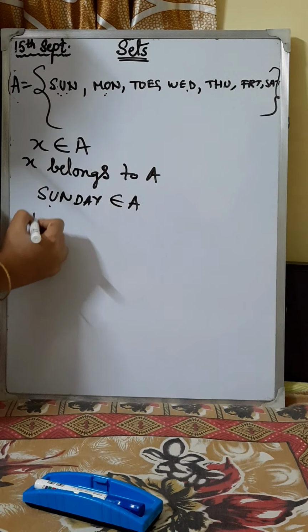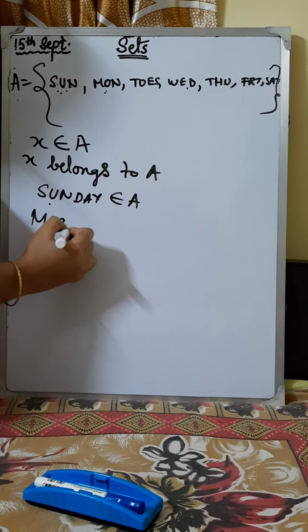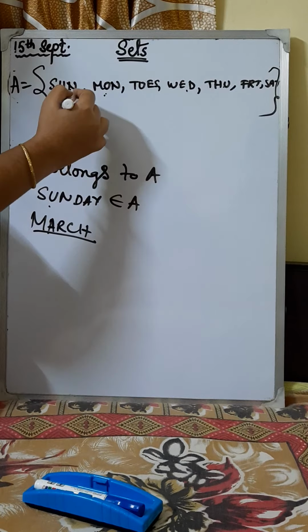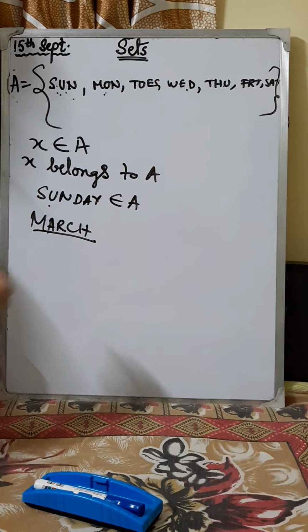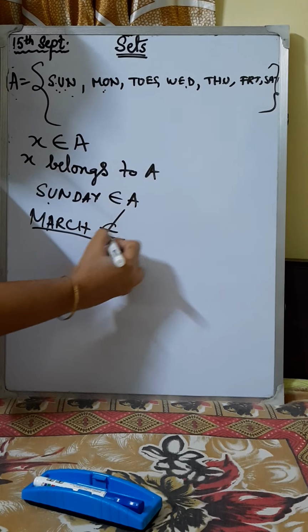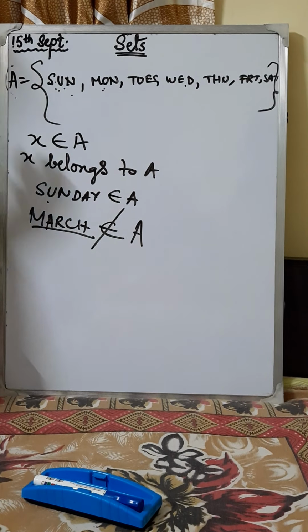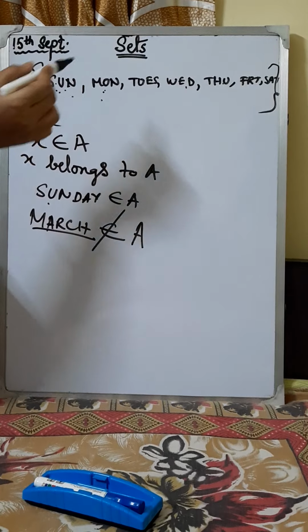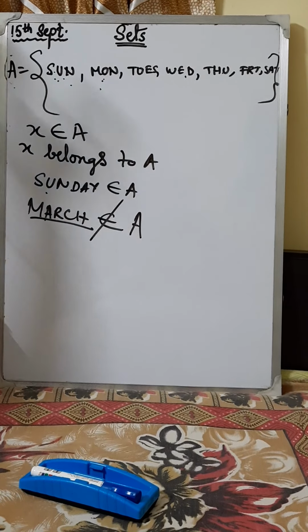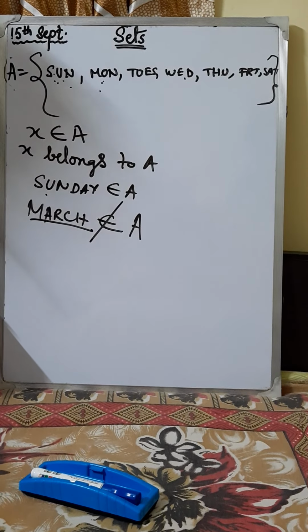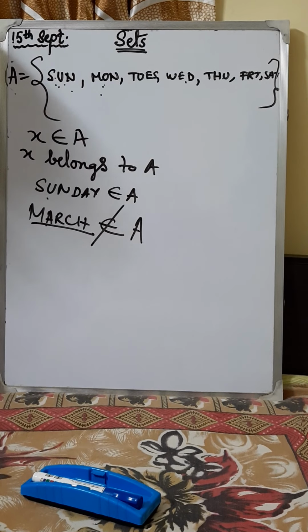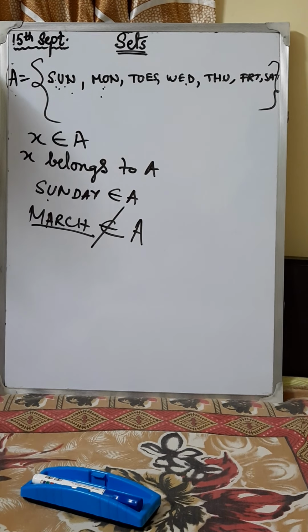Now if we take March, this month is not given here, so we can say that March does not belong to A. Belongs to means the element is present in the given set. Not belongs to means the element is not present in the given set.